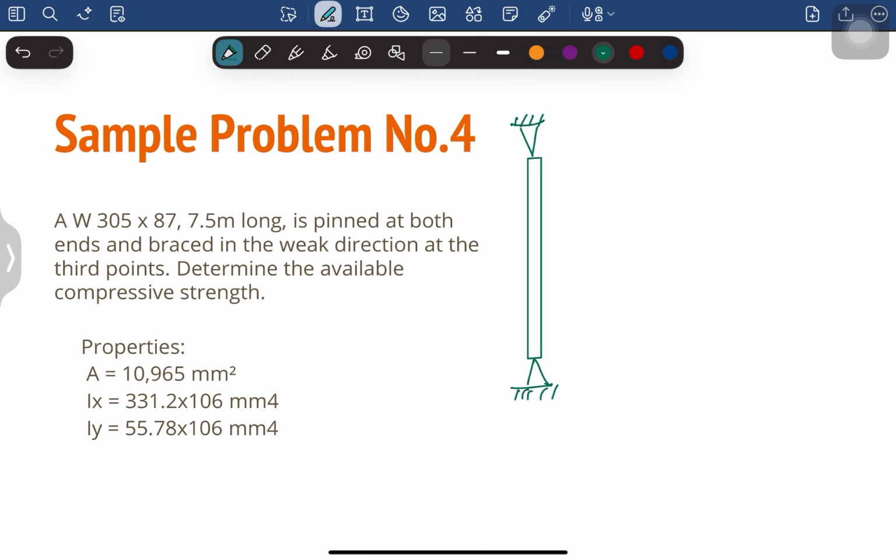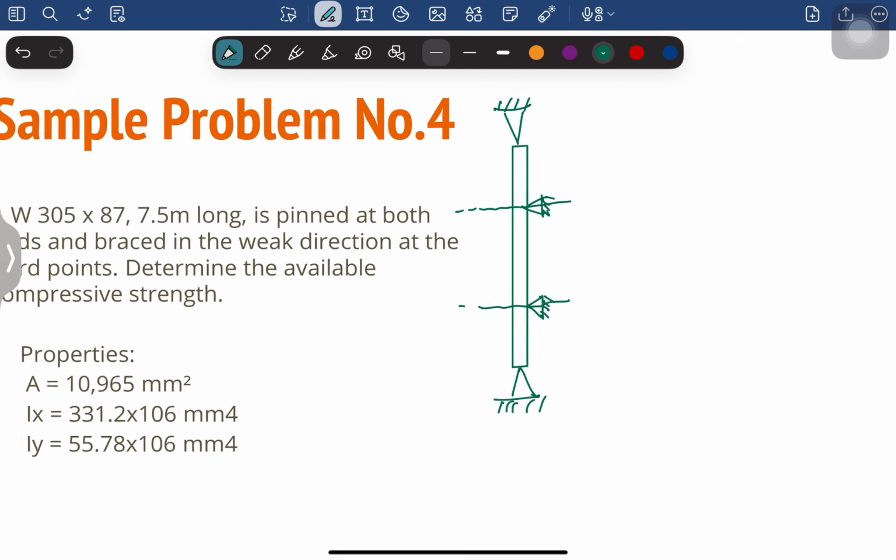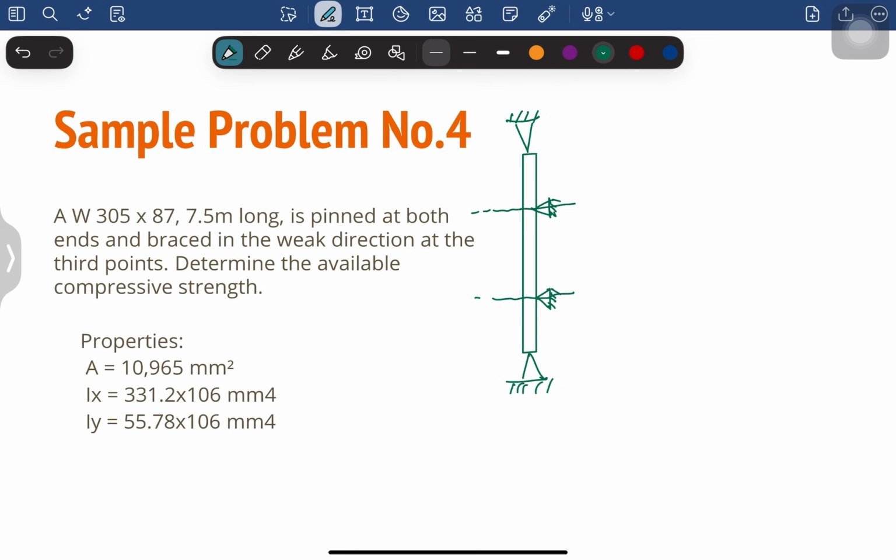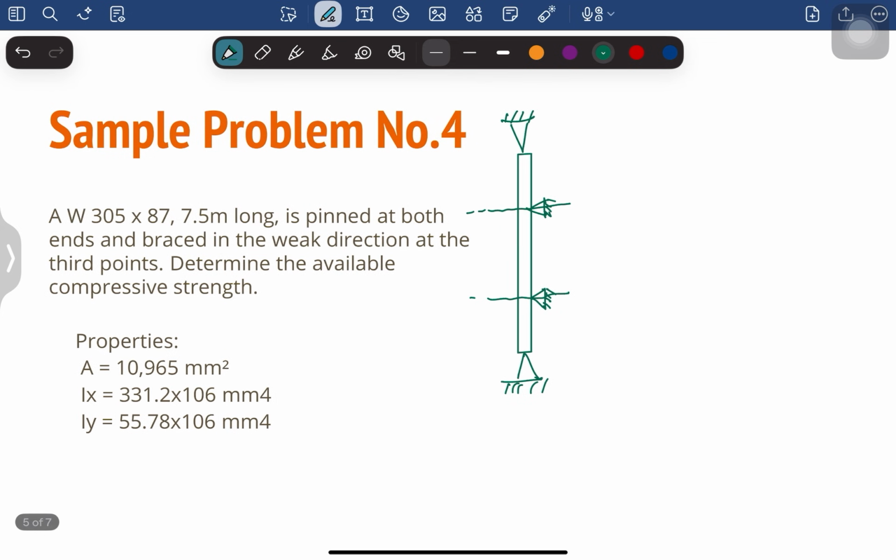Pag weak direction, related yan dun sa moment of inertia ng y-axis, about y-axis. So ito yung third points na may bracing. So mag-a-act yan as pin connection pag may bracing. Determine the available compressive strength. First is to solve for the radius of gyration since hindi po given. So use the square root of I over A.